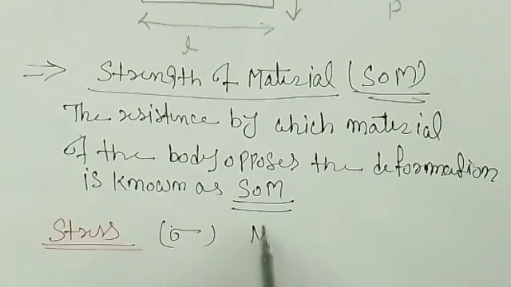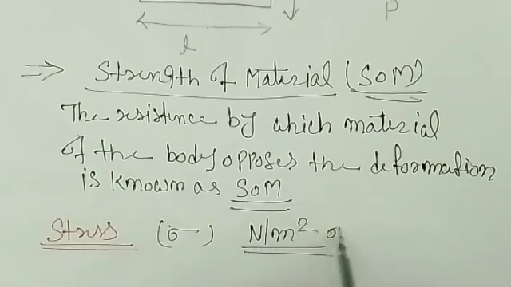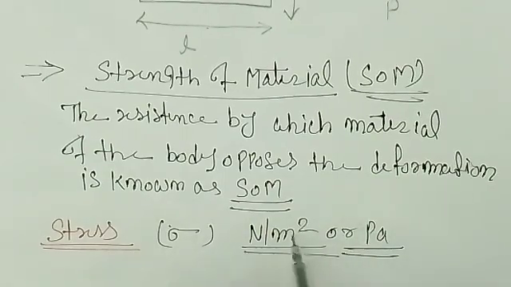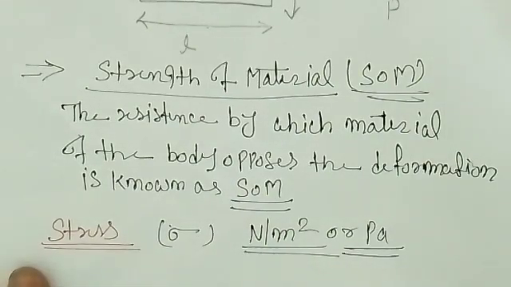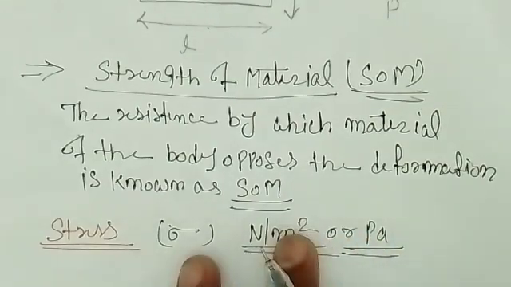And the unit for stress, in the SI system, we call it Newton per meter square, or somewhere we also call it a Pascal. Why? Because 1 Pascal is equal to 1 Newton per meter square. When you study the fluid mechanics subject, there you come to know Pascals. You also already know the relation from thermodynamics, right?